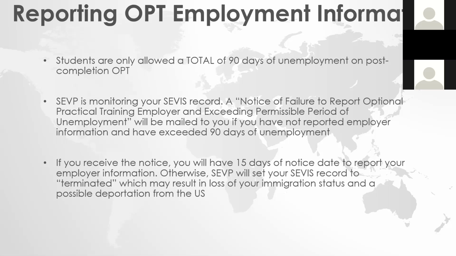That's very, very important. SEVP is now monitoring, they've always monitored your CVIS record, but now they're doing it ever more closely. You may receive a letter in the mail, and this is going to be quite the long letter, a notice of failure to report optional practical training employer and exceeding permissible period of unemployment. Try and say that 20 times, that's fun. It'll be mailed to you if you have not reported any employer information and have exceeded the 90 days of unemployment.